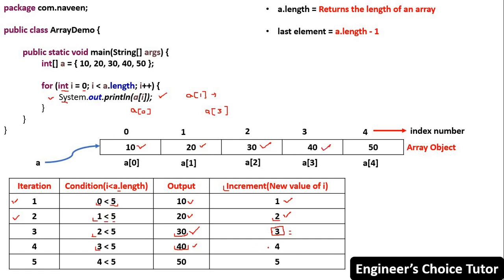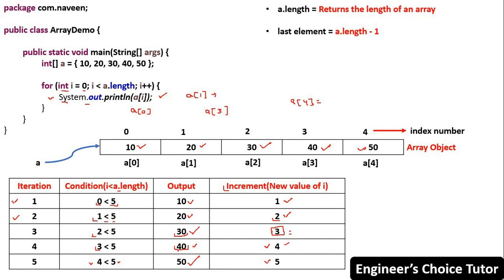Now increment will take place and the value of i will become 4. Now see, 4 is smaller than 5. Yes, true. So again this statement will execute, and this time what will come in the output? a[4], because the value of i this time becomes 4 here, right? So a[4] is what? 50. So you got 50 as the output here.